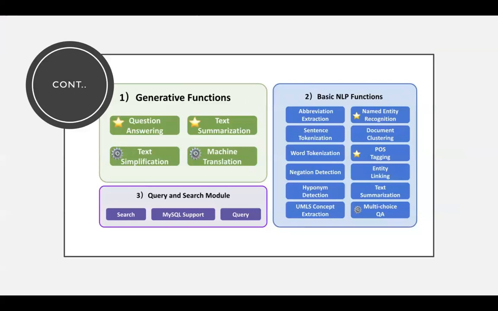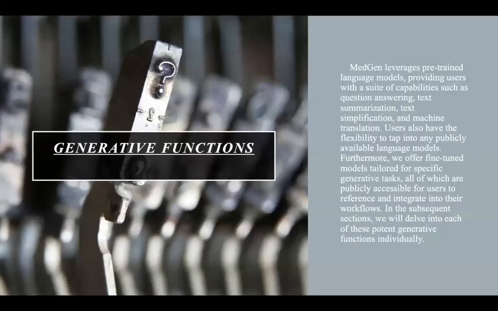So as you can see, this is the model of MedGen. It has 3 functions: generative, basic NLP functions, and the query and search module. As you can see in basic NLP functions, we have all the 12 modules over there. And we have 4 main sub-modules in the generative functions. Let's talk about generative functions right now.